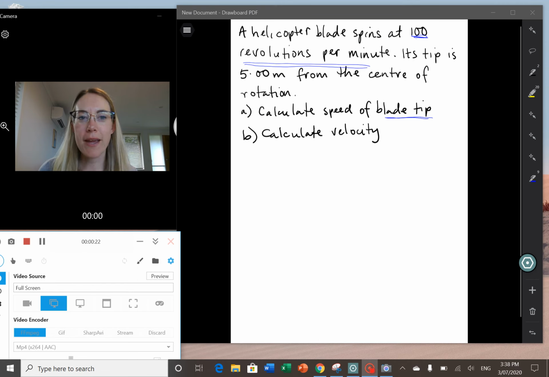So a helicopter blade spins at 100 revolutions per minute. Its tip is 5 meters from the center of rotation. Calculate the speed of the blade tip and calculate velocity.